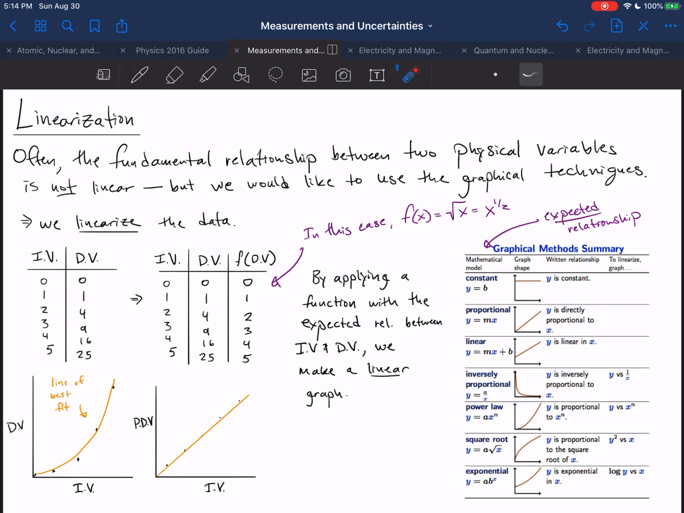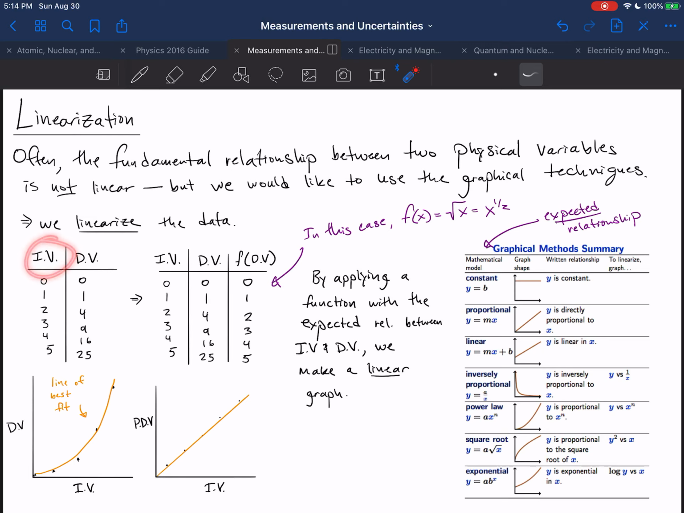Now, in order to do this, often the fundamental physical relationship is not linear, but we would like to use these graphical techniques anyway. In many cases, what we can do is linearize the data. All right, so let's take an example here.